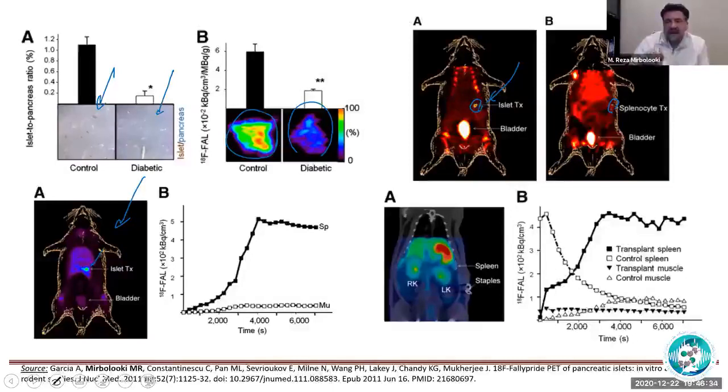And then I basically sutured the spleen to the skin, so I know where the spleen is without using any CT scan. Then I did the PET scan, and I saw that these pancreatic islets actually were able to take up the falipride. So this also shows the result, and you see the quantification. It goes up and stays at a higher level in the spleen after transplantation, as compared to the control of a muscle.